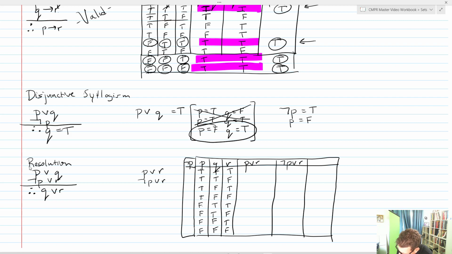So we start with P or R. Anytime P is true, P or R is true. So this is true, true, true, and true. And then anytime R is true, we also get true. So this is true, true. And then the only time that we have false is there's our false statements. And then we need not P or R. Okay, so not P or R. And so not P is going to be, these statements are going to be our false statements.